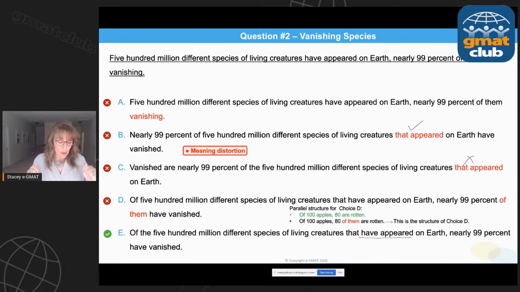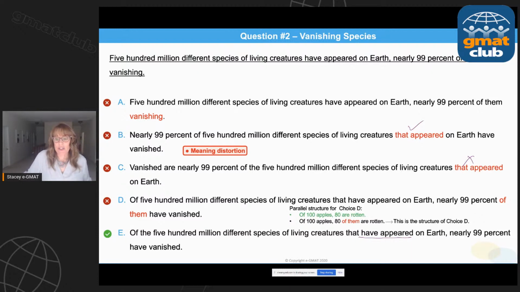D is incorrect because of the expression here. So the use of the preposition of is really redundant. We have of the 500 million different species of living creatures, that works fine, but then we get nearly 99% of them have vanished. So that of them is redundancy. Okay, we don't need those redundant prepositions. That would be a redundancy expression error.